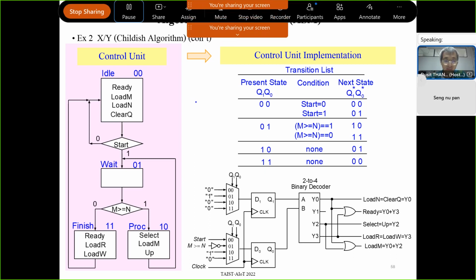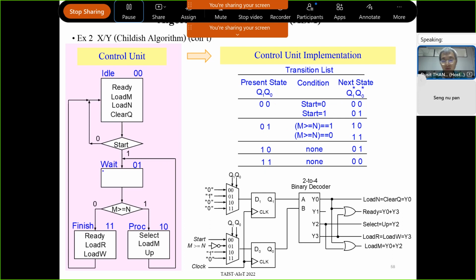Okay, now let's consider what the next state is. At state 0, or state idle, it will go to state wait, or 1, when start is 1, and when start is 0, it goes to state idle, or 0. Understand the meaning? This is the input condition. The state will change from present state to next state.